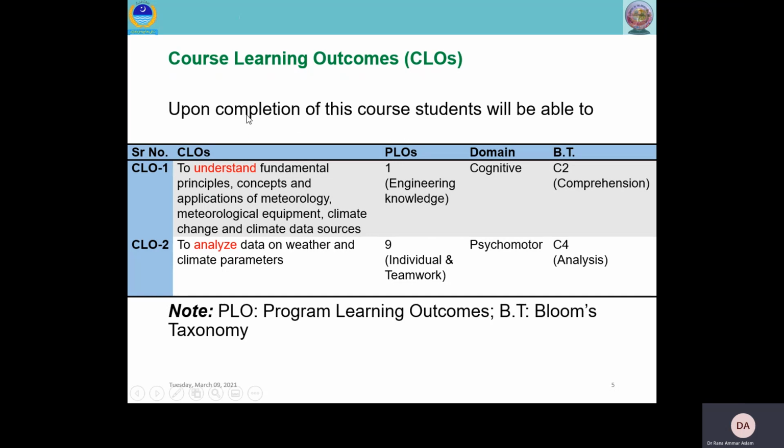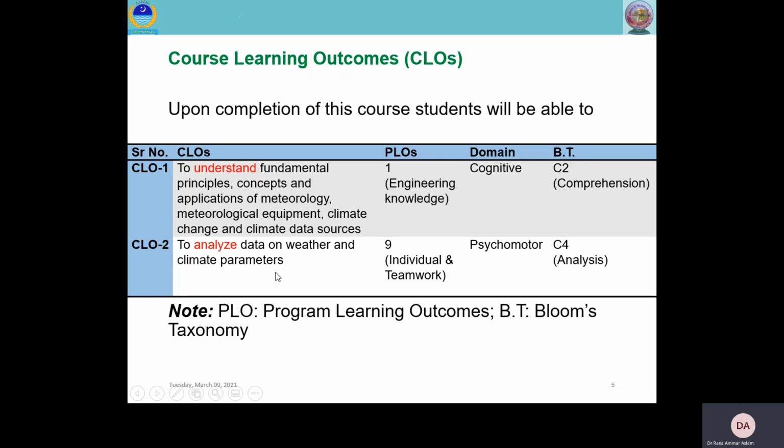I hope that once you finish this course, you will be able to understand the fundamental principles, concepts, and applications of meteorology and meteorological equipment. You will also understand the fundamentals of climate change, climate data sources, and their application. This covers the first CLO, and it comes under PLO1, engineering knowledge. The second CLO is that you will be able to analyze data on weather and climate parameters.